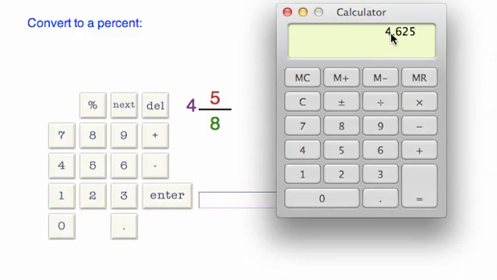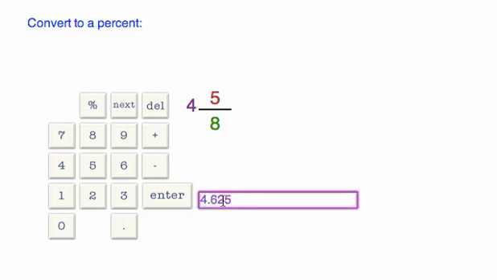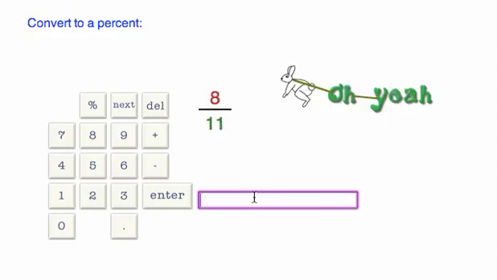We want to convert that to a percent, so we're going to multiply by 100. Just move the decimal place two decimal places to the right. And so I'm going to get 462.5%. Okay. And remember that 1 is 100%. So 2 is 200%, and 4 is therefore 400%. So 5/8 is 62.5%. So 4 and 5/8 is 462.5%.